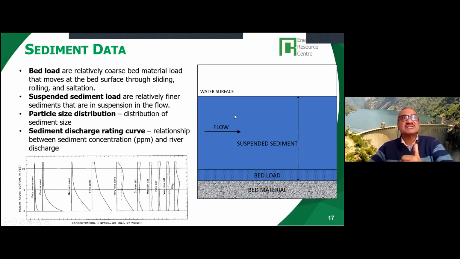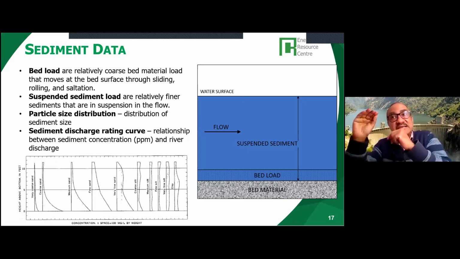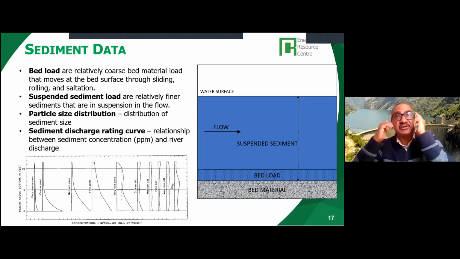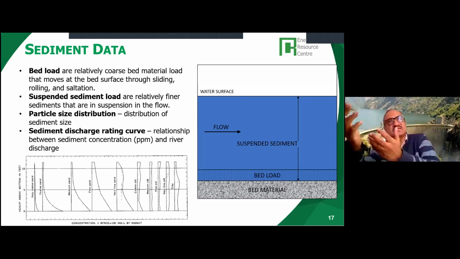Then above that, suspended sediments are relatively fine sediments which are in suspension, and the concentration varies accordingly. Just to give you an example, it is important to note that we have to get the distribution of the sediment. What is the size? What percentage of the sediment is more than 0.002, more than 0.02, more than 0.112 millimeter? 2 millimeter and above, I think, is considered sand. Anything less than that is considered silt.